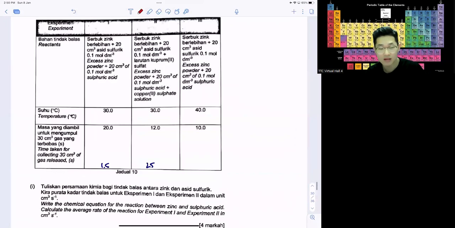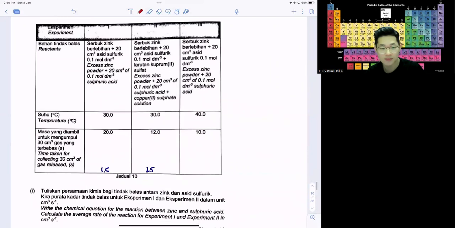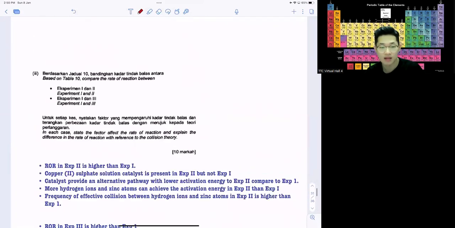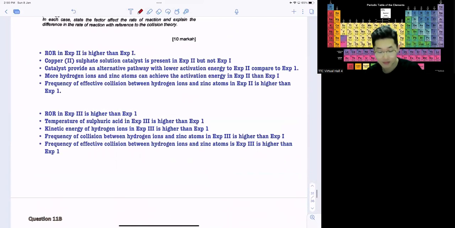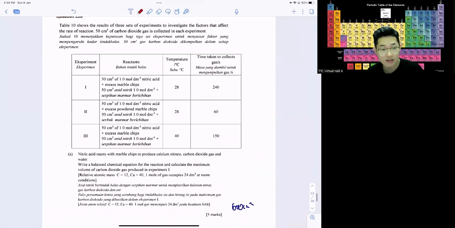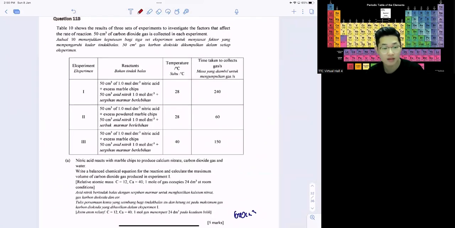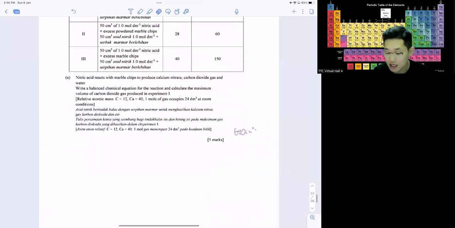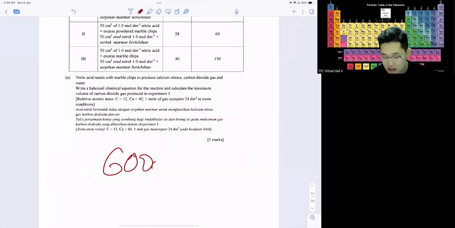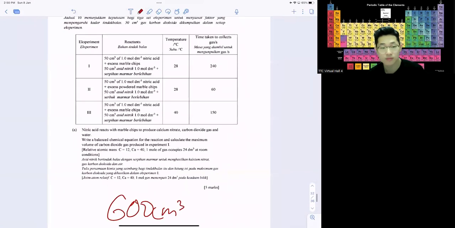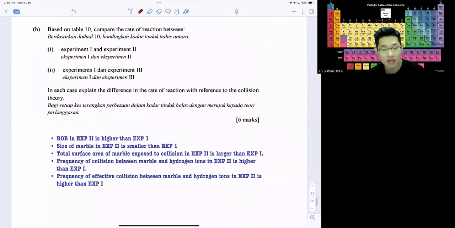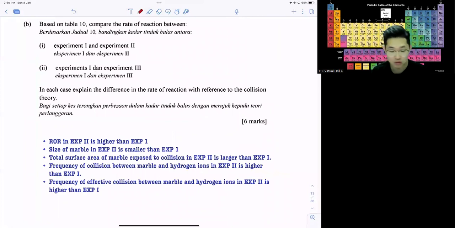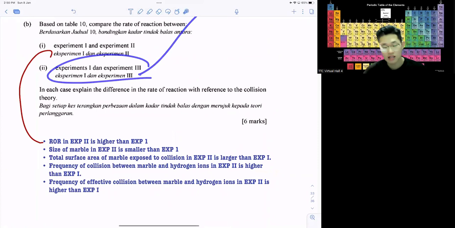Okay, now question. Then this one, collision theory. Then this one got question. If you do the calculation, you are going to get 600 cm3. Then collision theory. This one I do only because the other one is in the previous question.